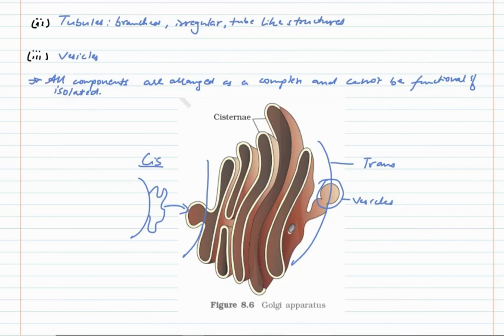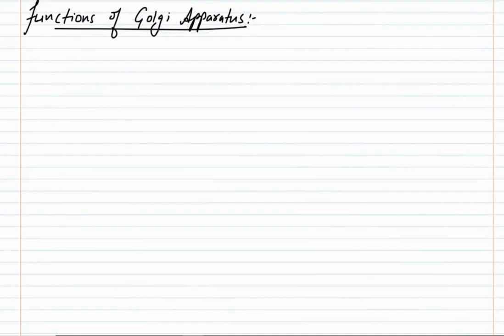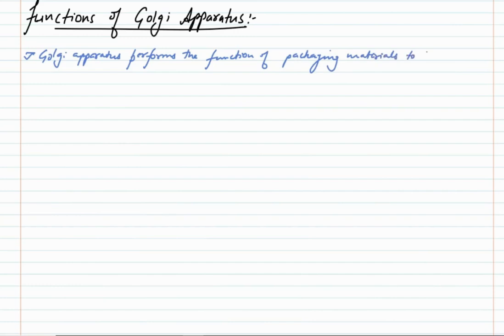Now moving on to the functions of Golgi apparatus. The principal function is that Golgi apparatus performs the function of packaging materials to be delivered either intracellularly or outside the cell. Delivery of substances outside the cell is known as secretion.